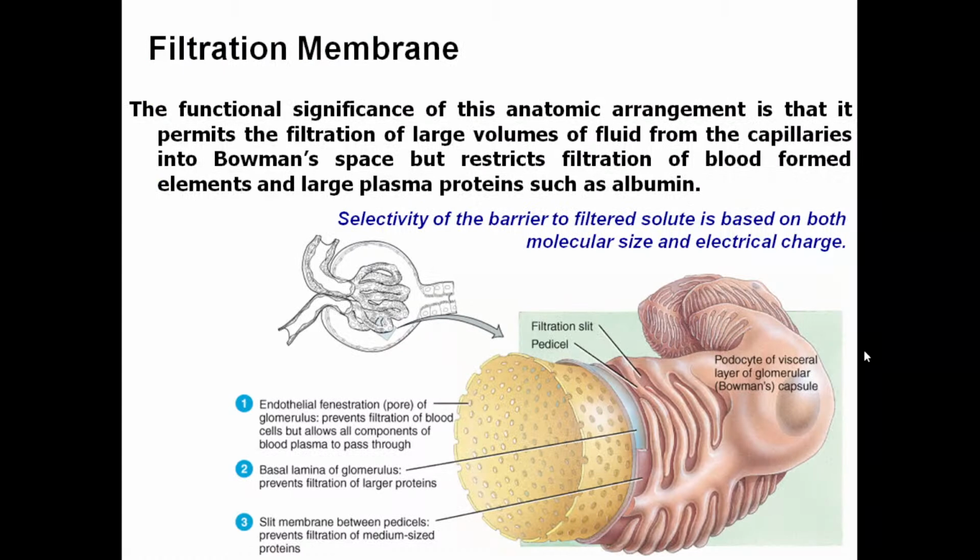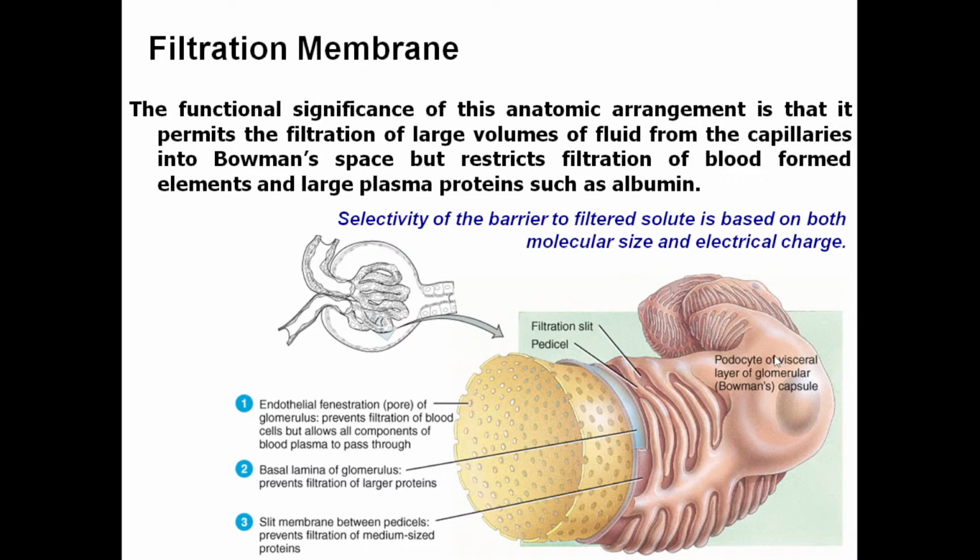So let's once again take a look at the filtration barrier. What do we have here? And why do we have to consider the structure? The functional significance of this anatomical arrangement is that it permits the filtration of large volumes of fluid from the capillaries into the Bowman space, but restricts the filtration of blood-formed elements and large plasma proteins, such as albumins.